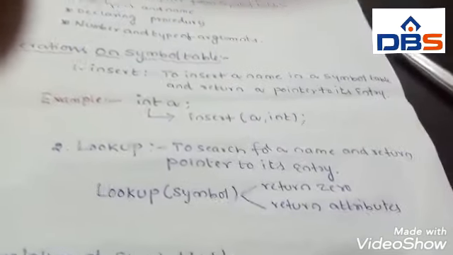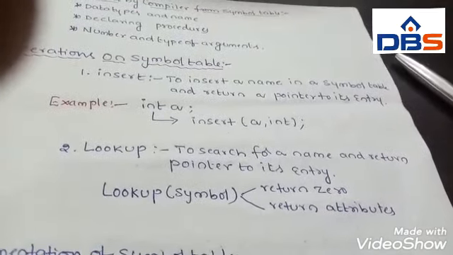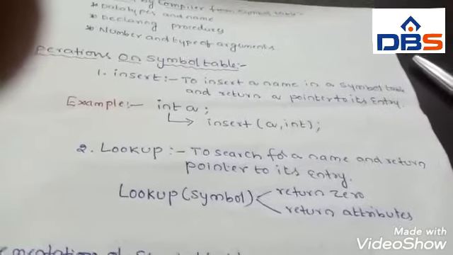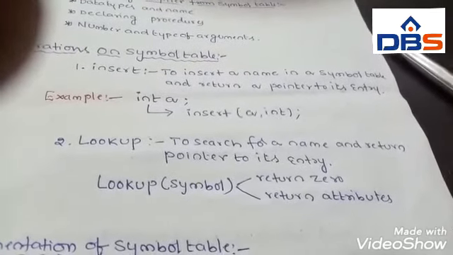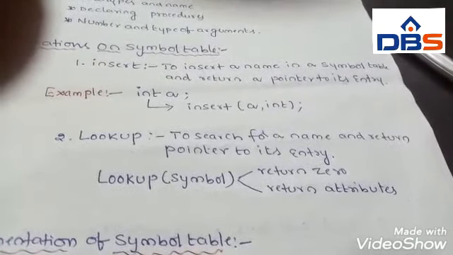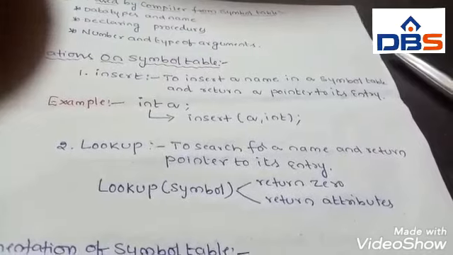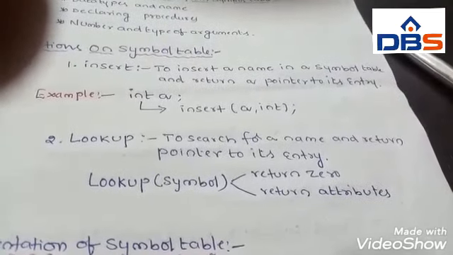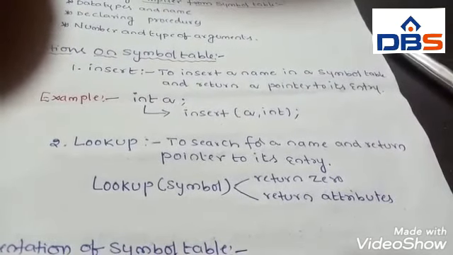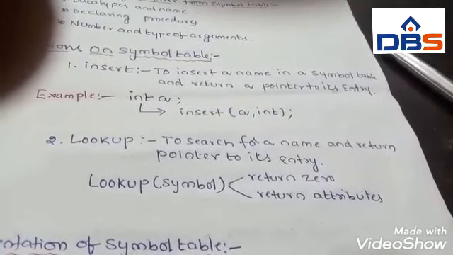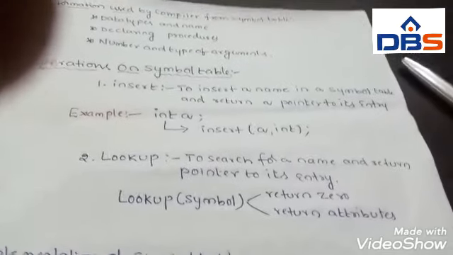The format of the lookup function varies according to the programming language. The basic format should match the following. We can write the lookup operation as lookup(symbol). This method returns 0 if the symbol does not exist in the symbol table. If the symbol exists in the symbol table, it returns its attributes stored in the symbol table. These two are the major operations of the symbol table.